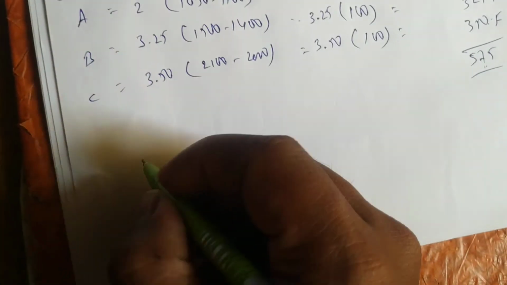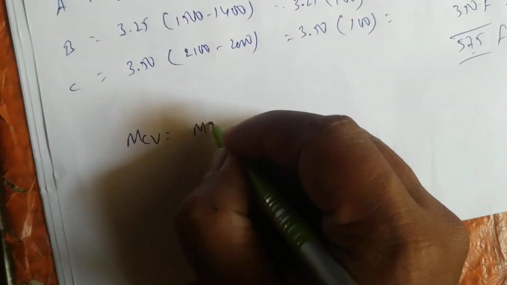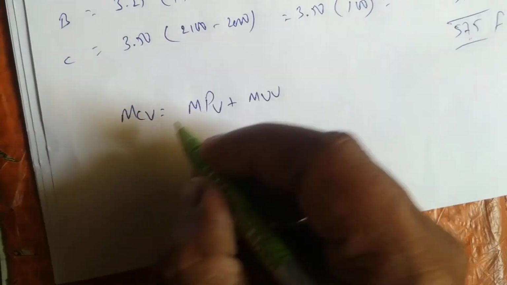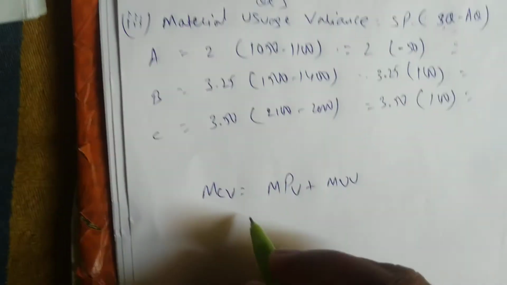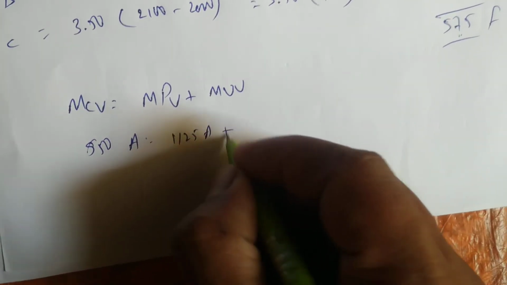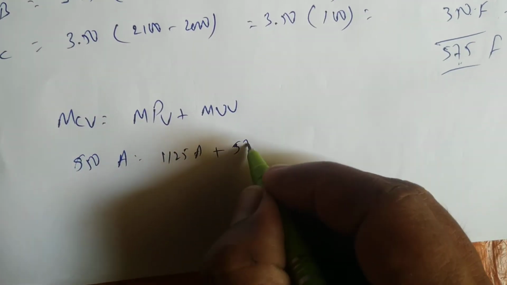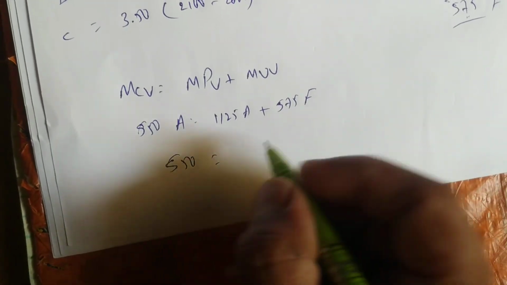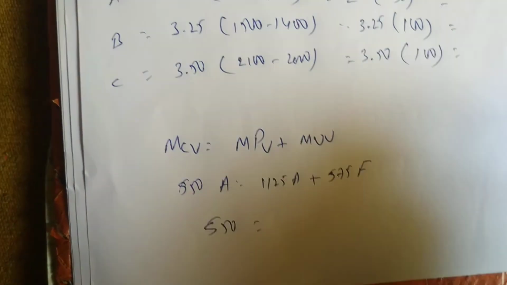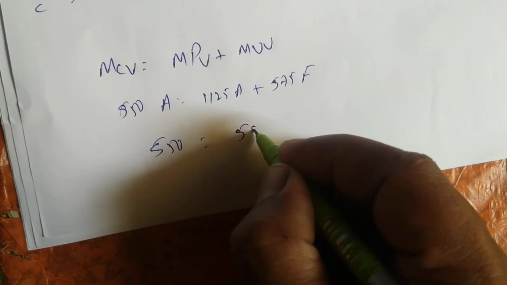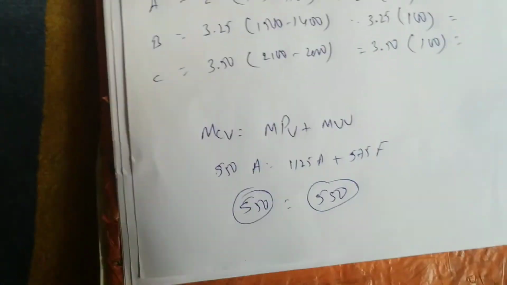Now we have to verify. How to verify? Material cost variance is equal to material price variance plus material usage variance. So material cost variance, how much do we have here? 550 adverse. This equals material price variance, 1125 adverse, plus material usage variance, 575 favorable. So 1125 is minus and this is plus, so you deduct 575. You have to get 550 adverse. Both sides you have to get 550.